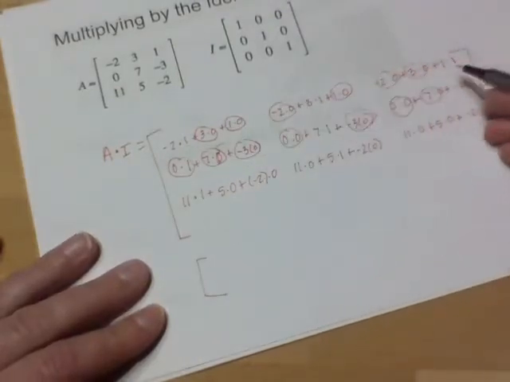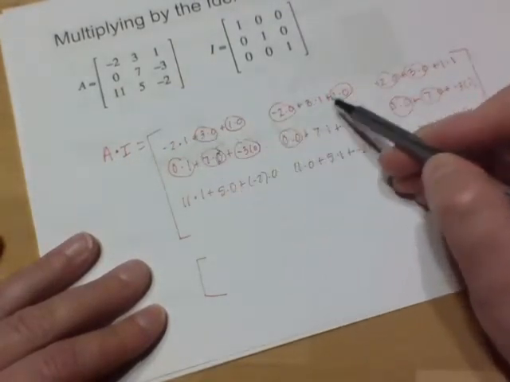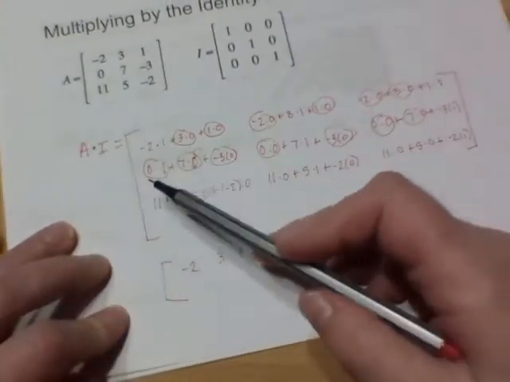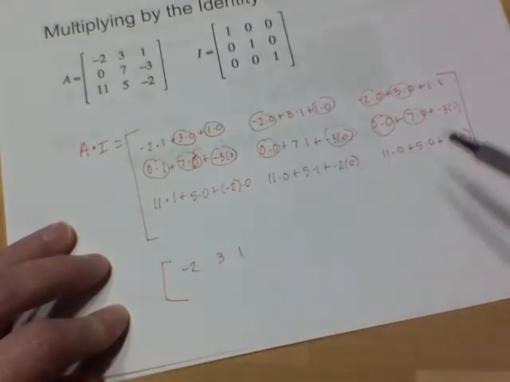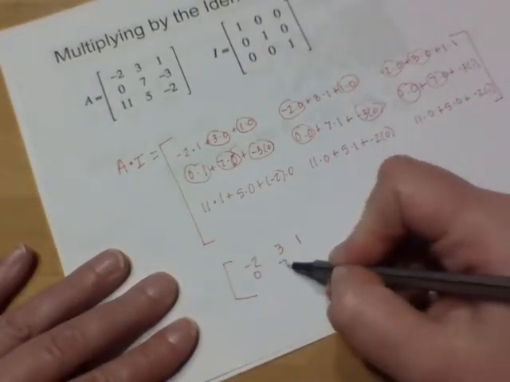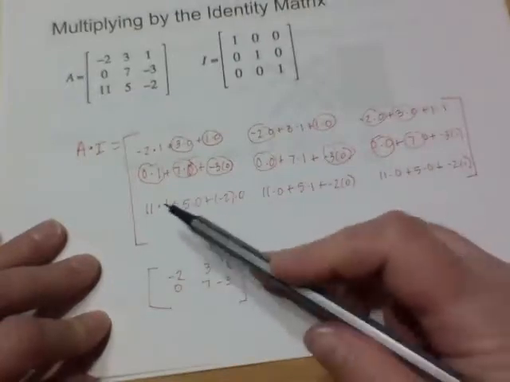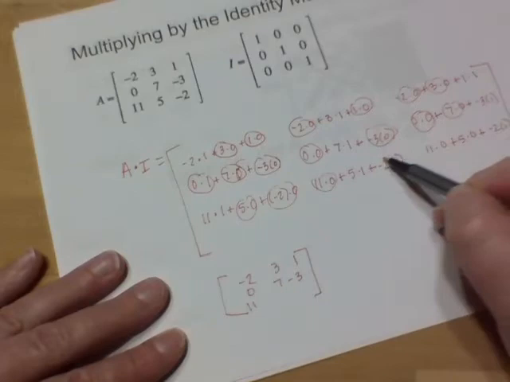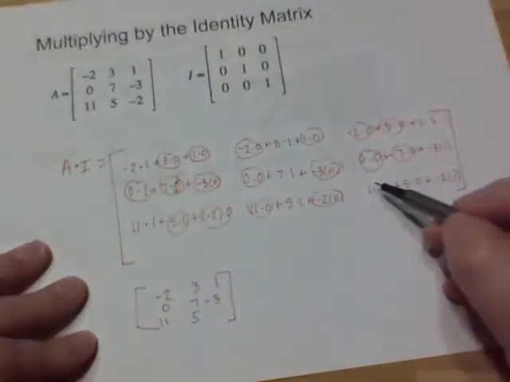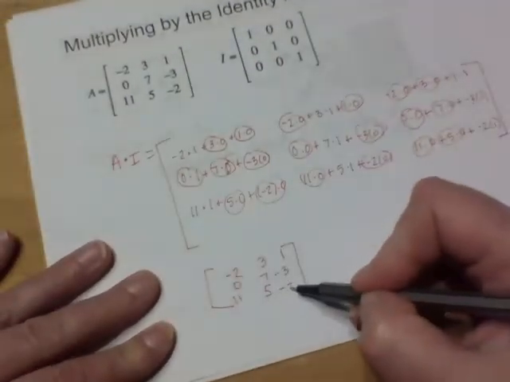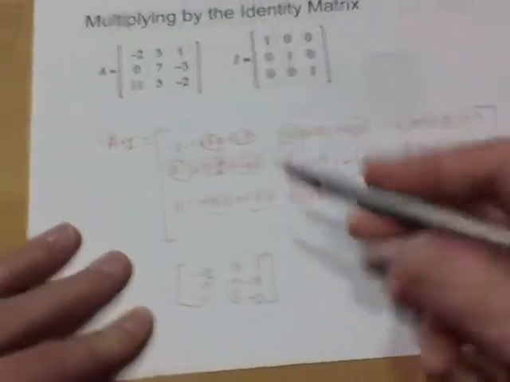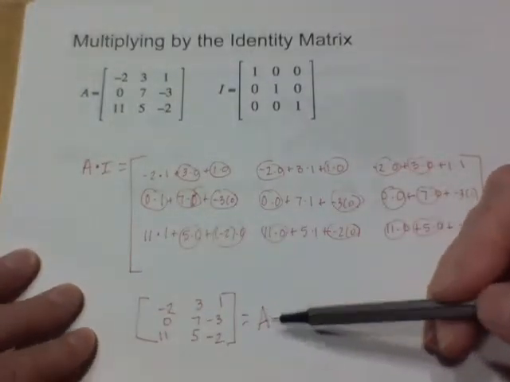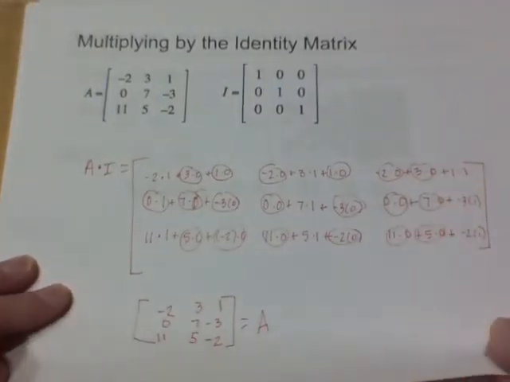So again, our first row here is going to be -2, 3, and 1. Our next row is going to have 0, 7, -3. And our last row here is 0 and 0, 11, 0 and 0, 5, and 0 and 0 and -2. And again, these are the same. And so basically, anytime that you take this identity matrix and multiply it by a matrix, you should in fact get back to that matrix. So hey, there you go.